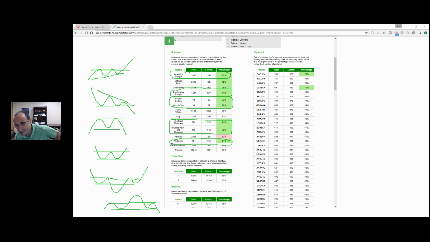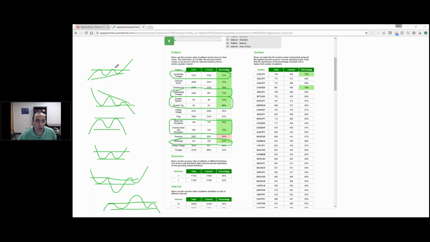I'll give you 5 seconds. 5, 4, 3, 2, 1. Okay. There's something common around all these patterns. They're all made of horizontal levels.